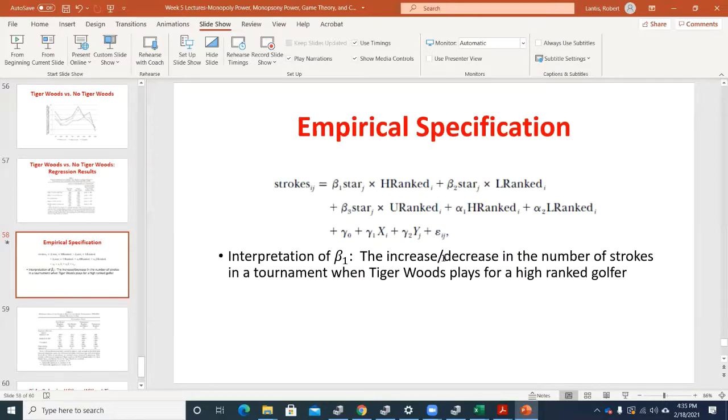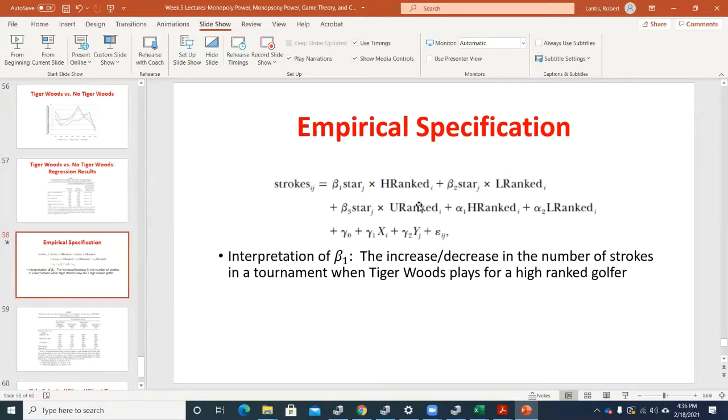So they tried to account for a lot of other factors. So, what would we expect here? Well, if the story I was telling was true, we would expect that when the high-ranked players go up against Tiger Woods, they actually do better. So their number of strokes would actually go down. It's kind of weird because in golf, the lower number is actually better.